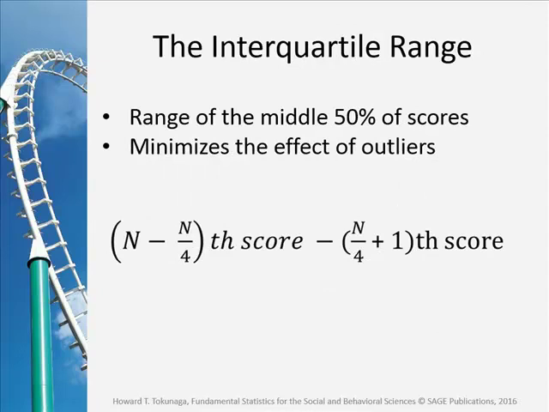So let's make it a little bit better. There's something called the interquartile range. The interquartile range is the middle 50% of the scores. The goal is to take off the lowest 25% and the highest 25% to give us just what's in the middle, and therefore we're not as worried about outliers.